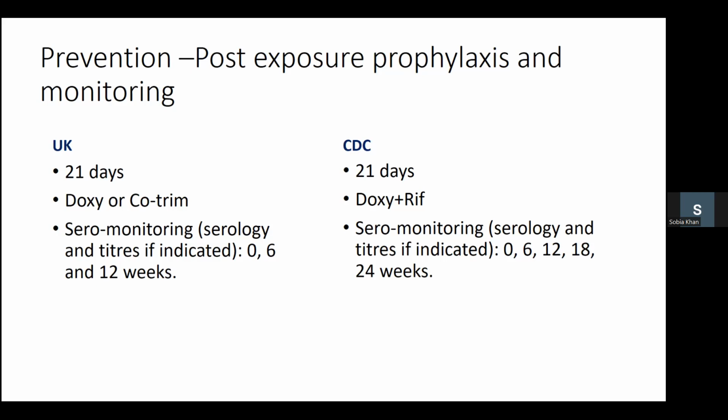For high exposure risk, post-exposure prophylaxis is recommended. UK guidelines recommend doxycycline or cotrimoxazole for 21 days, whereas CDC recommends a combination of doxycycline plus rifampicin for 21 days. There is also a slight difference in the serum monitoring. The UK guideline recommends serum monitoring at 0, 6, and 12 weeks, whereas the CDC recommends serum monitoring at 0, 6, 12, 18, and 24 weeks.